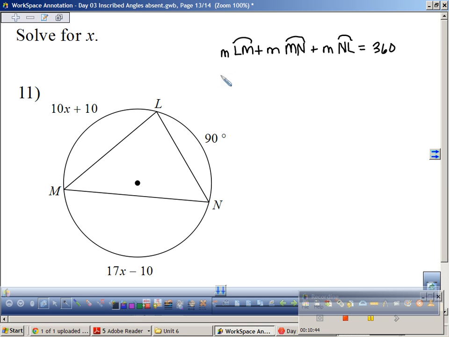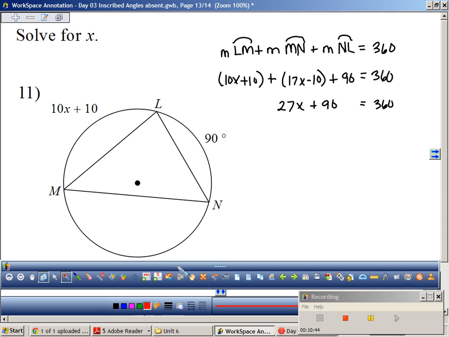So I'm going to substitute. The measure of LM is 10x plus 10. The measure of MN is 17x minus 10. And the measure of NL is 90 degrees. Alright, well, 10x's and 17x's is 27x's. Positive 10 and a negative 10 cancel each other out. So now I have 27x plus 90 equals 360. I'm going to go ahead and subtract 90 from both sides.